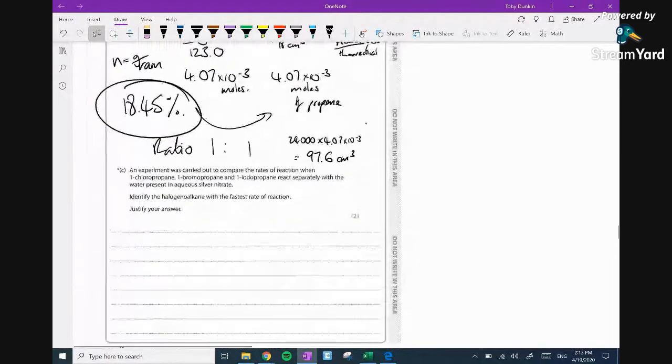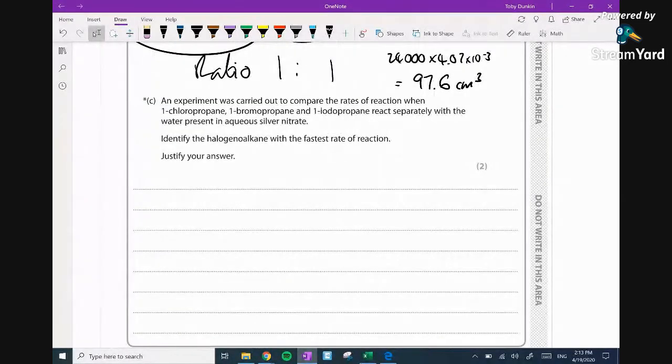Next, an experiment was carried out to compare the rates of reaction of 1-chloro, 1-bromo, 1-iodopropane reacting separately with water in the presence of silver nitrate. Identify the halogen with the fastest rate of reaction. So the fastest rate is 1-iodopropane. And there might be people in the room going, I don't understand why. Yeah, and justify your answer.